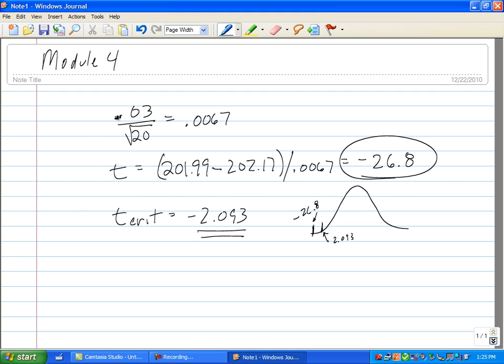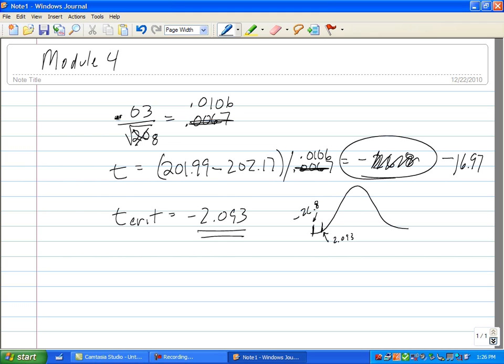Now if we go down to 8 measurements, what would happen is the number of measurements, instead of 20, would become 8, and therefore our standard error goes to 0.0106. And so if we redid this, our new t-statistic would be negative 16.97.